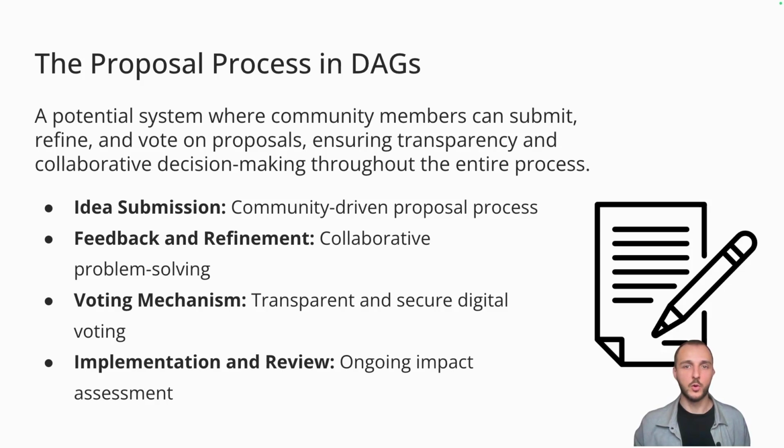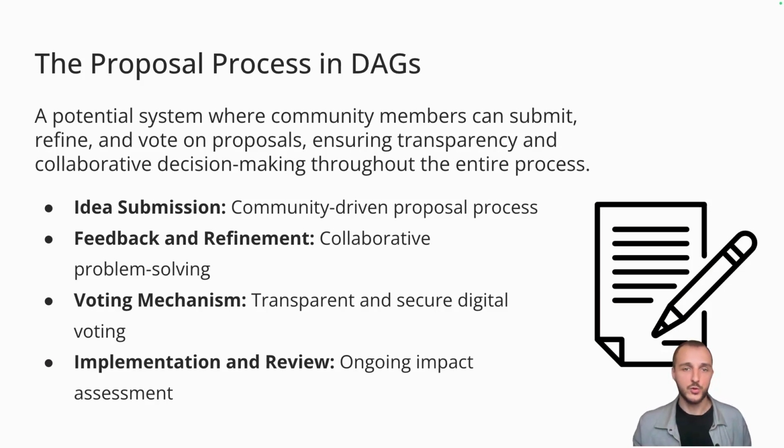What makes this process even more powerful is its collaborative refinement phase. Once a proposal is submitted, the entire community can participate in enhancing the idea, offering feedback and suggesting improvements, and collectively shaping it into something that benefits everyone. This ensures that the final proposal is not only well thought out, but also reflects the diverse perspectives within the community. It's a system designed for collective innovation, where the best ideas rise to the top through the input of the people. After refinement, proposals are put to a vote using one of the voting methods outlined in the previous slide, ensuring transparency and integrity throughout the decision-making process.